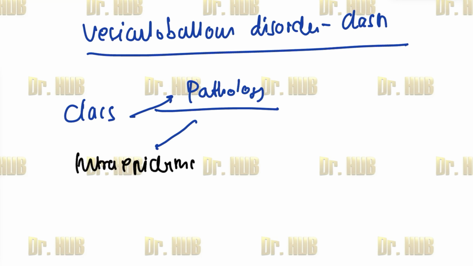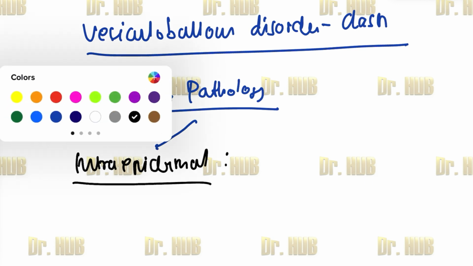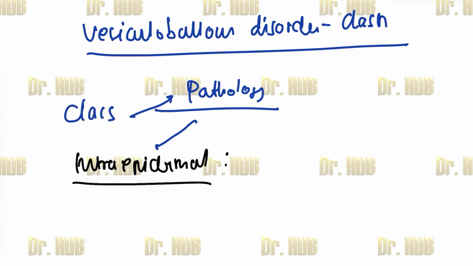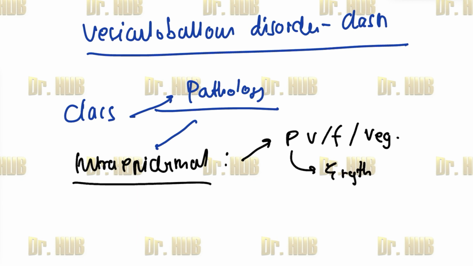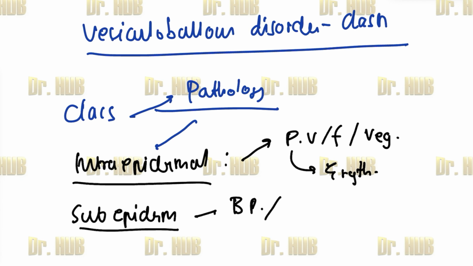Intraepidermal as well as subepidermal. Under the intraepidermal, it can include pemphigus vulgaris, foliaceus as well as vegetans, and also pemphigus erythematosus. Next is the subepidermal. Under the subepidermal, it includes bullous pemphigoid, next dermatitis herpetiformis, as well as epidermolysis bullosa acquisita.